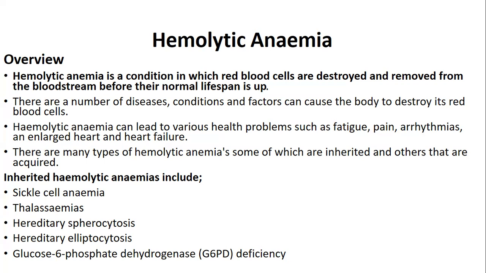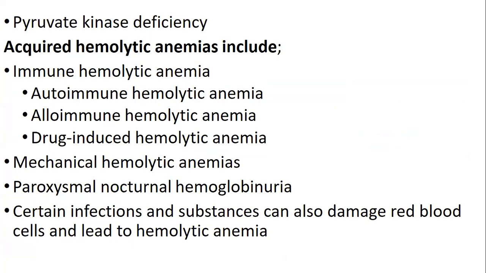It can be due to a number of conditions which can either be acquired or inherited. If it is inherited, the conditions that bring about this type of anemia include sickle cell anemia, thalassemias, and other types which are itemized here.